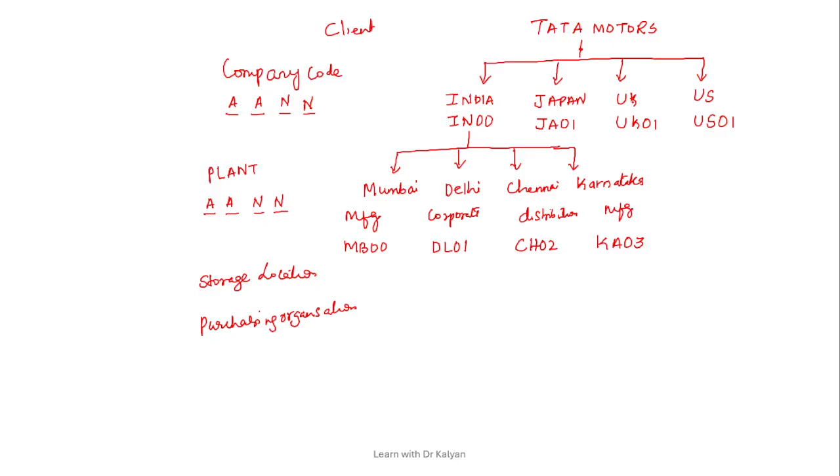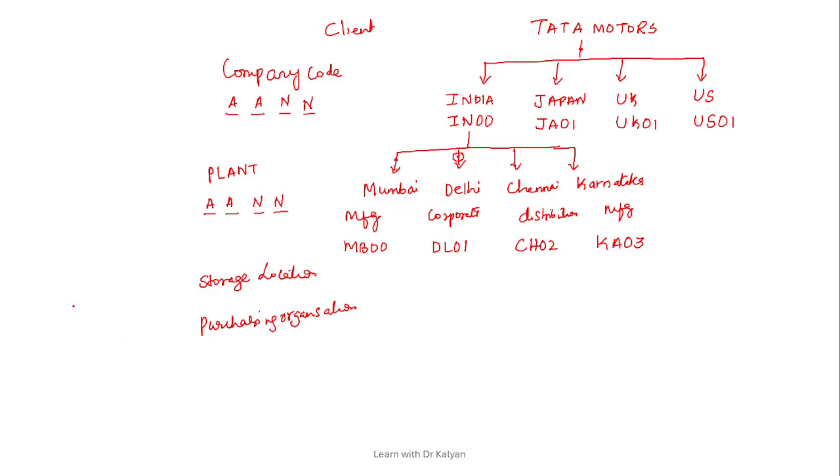Plant level means, say for example, some raw materials are required for the Mumbai plant. They will buy directly at this plant level itself. And whatever raw material they buy at the plant level will be used only for the plant which is present in Mumbai. Say for example, they need some raw material for the Delhi corporate office at plant level. They will buy it exactly here, and whatever material they buy here will not be distributed to Mumbai, or to Chennai.